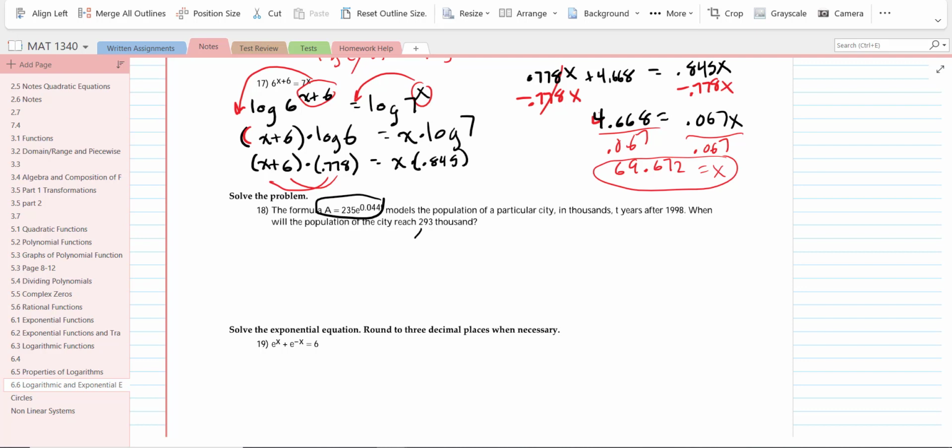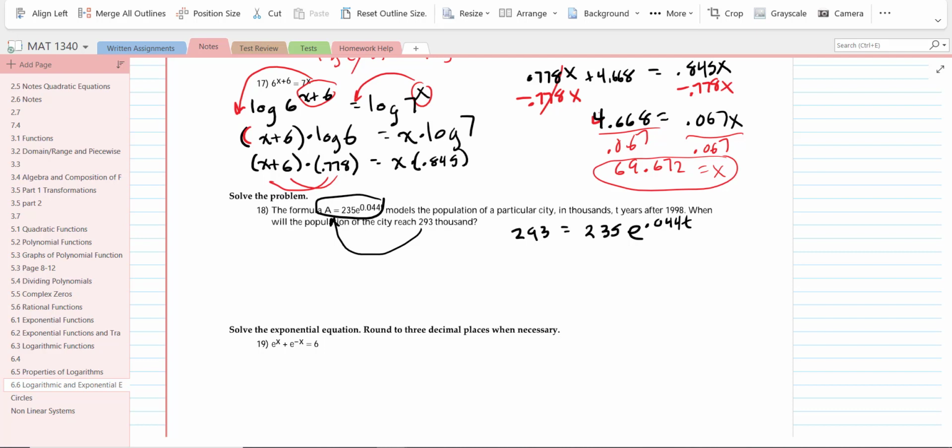So you're going to replace that A with 293. Okay, and we're just going to leave that as 293. We're not going to put in 293,000. We're just going to do that. Okay, and then we're going to let that be equal to 235 e to the 0.044 t. So we're going to find what value of t makes the 235 grow to 293. This is your initial population, 235,000, in a certain amount of time, that grows to this.